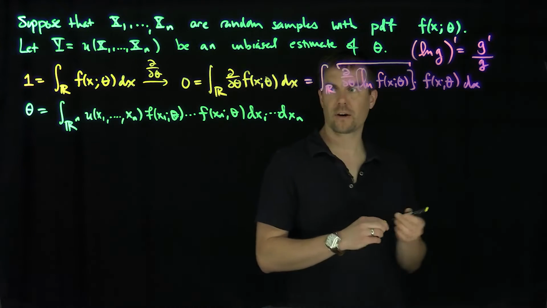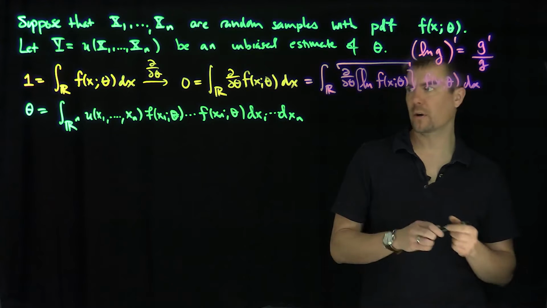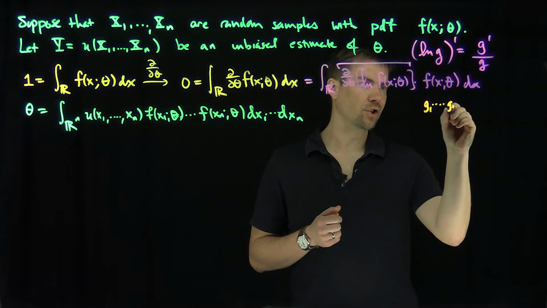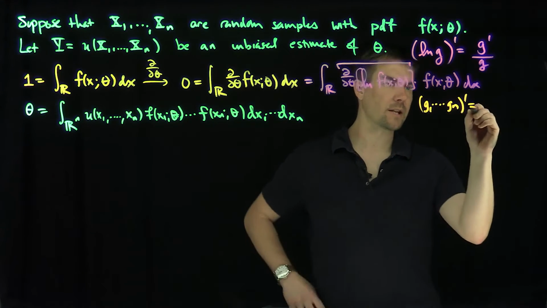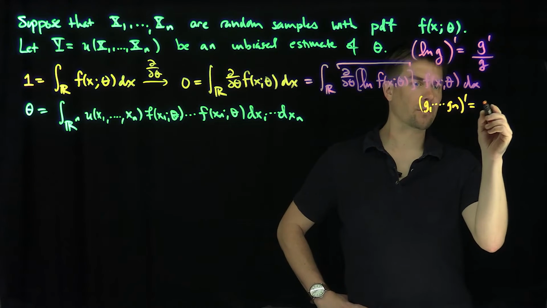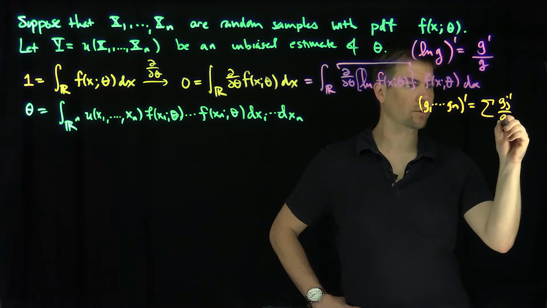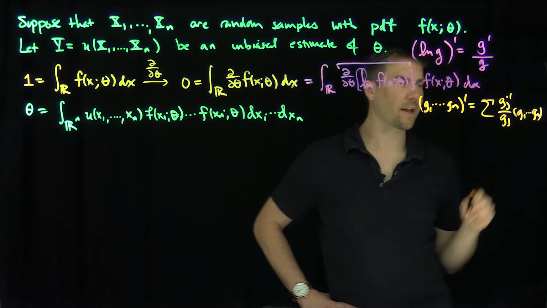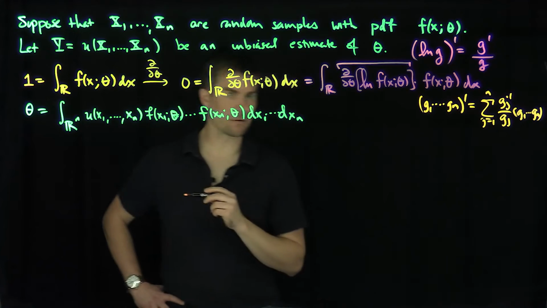We're going to use one other property of log derivatives, and that is if I have the product of a whole bunch of terms, say g1 through gn, the derivative of this product is equal to the sum over j from 1 to n of gj prime over gj, times g1 through gn. We'll use that property of logarithmic derivatives.